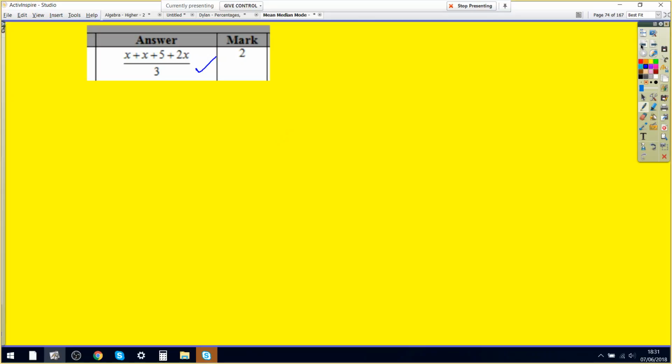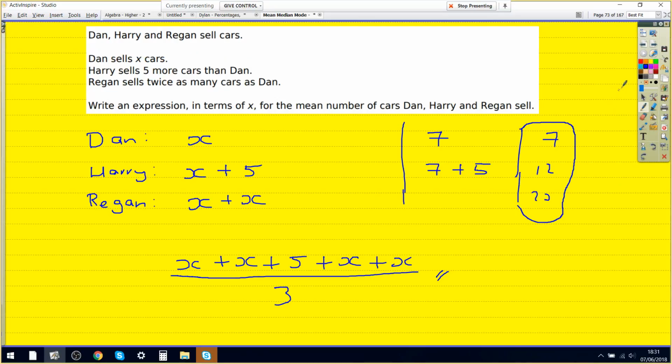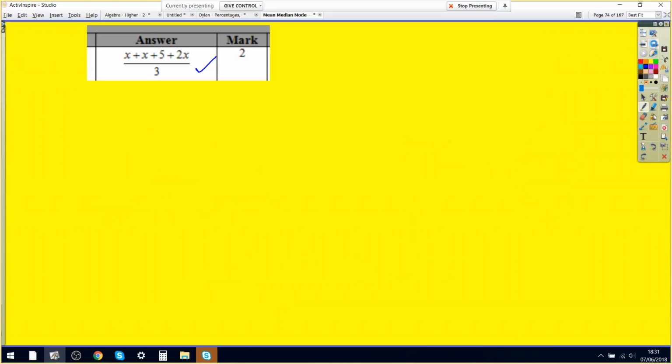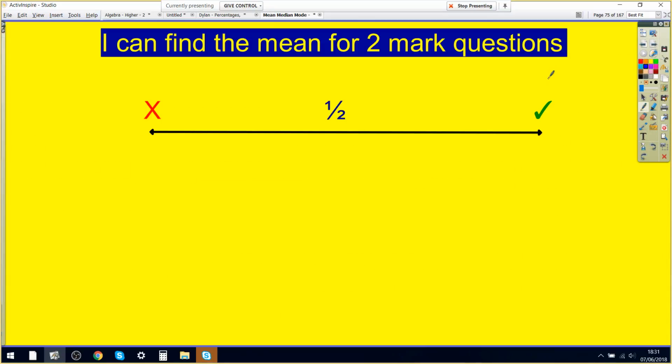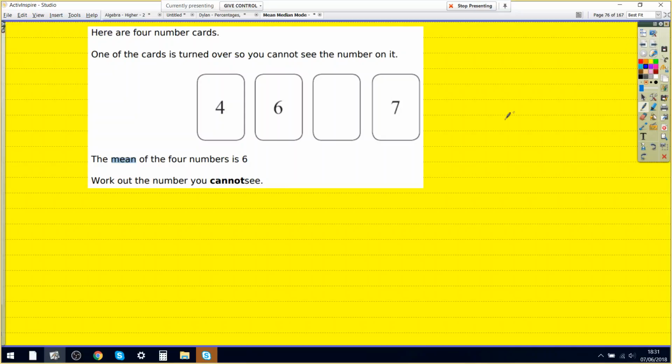So, a tricky one. Any questions there? No, sorry. Okay, so it's just pure algebra. I can find the mean for 2 mark questions. I'd say a half mark, tick, but if you like I'll put it in between. Okay, I think this is fine.